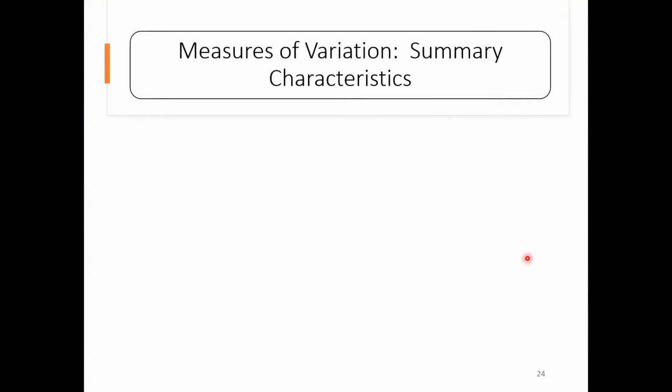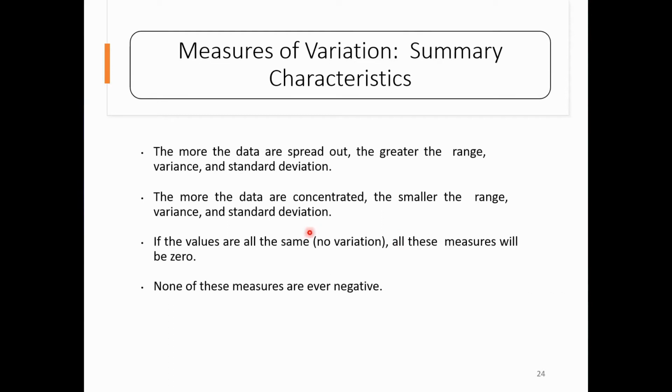So let's have a small summary of what we did. We talked about range, variance, and standard deviation. If your data is spread out, then you have a greater range, variance, and standard deviation. And if your data is concentrated, you have a smaller range, variance, and standard deviation. And if all the values are the same, that means there's no variation. Then all these measures, that is range, variance, standard deviation, will all be 0. Important to keep in mind, although it's very obvious, none of these measures are ever negative. That's important to keep in mind.